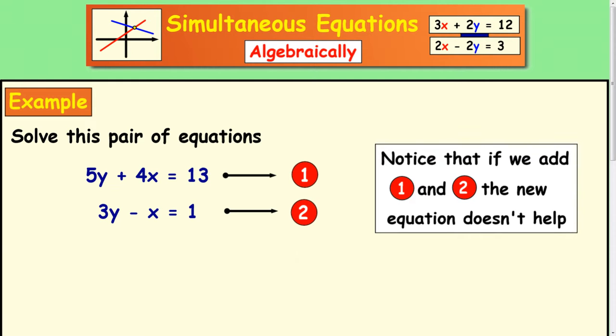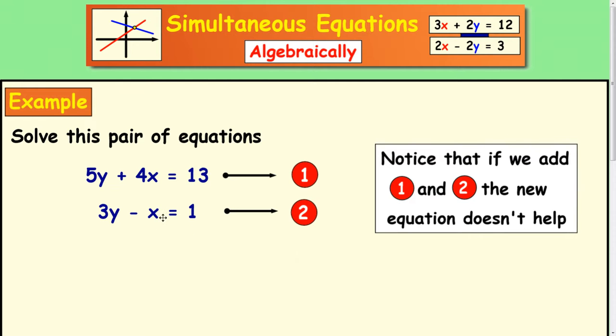In this lesson we're going to look at simultaneous equations, but slightly more difficult than the last lesson. So let's look at these two equations here. Solve this pair of equations. 5y plus 4x is 13, 3y take away x is equal to 1.